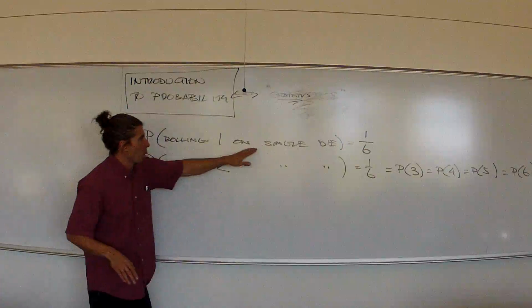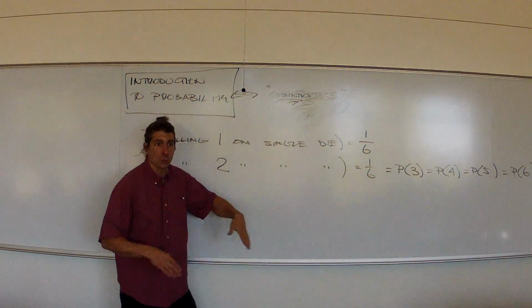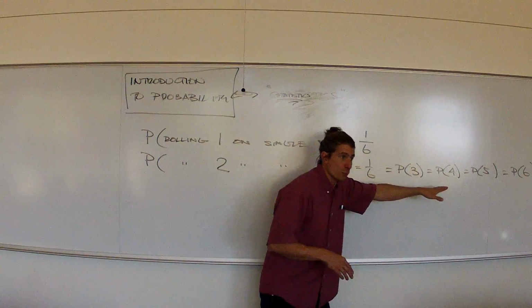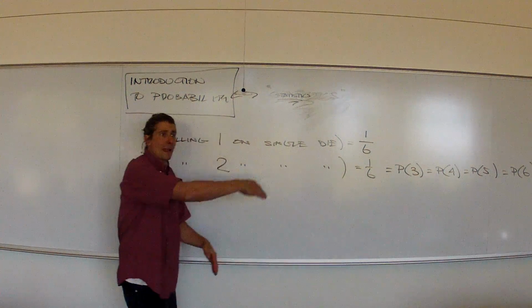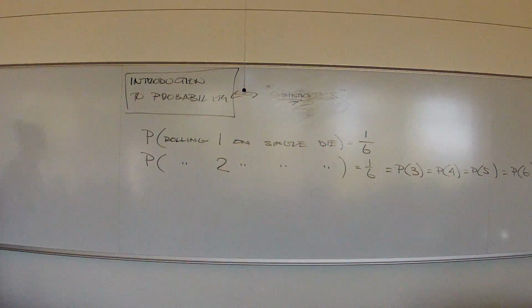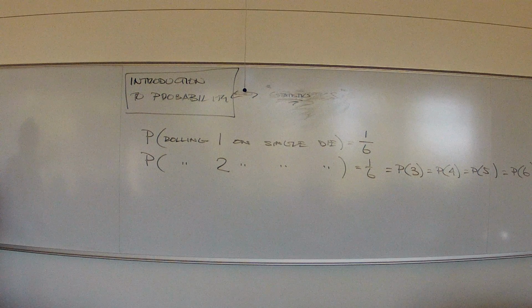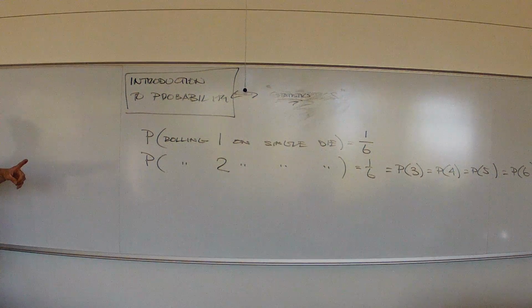So the chance of rolling a 1 on a single die is the same as the chance of rolling a 2, the same as rolling a 3, the same as rolling a 4, the same as the chance of rolling a 5. They're all 1 in 6. Why? And what does that mean? So first of all, why is it 1 in 6?